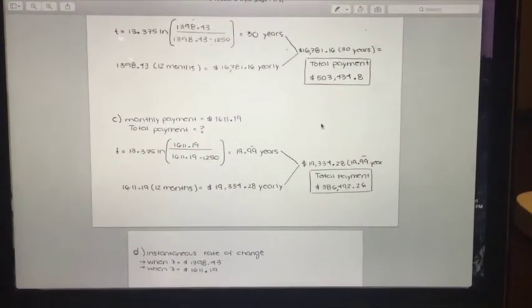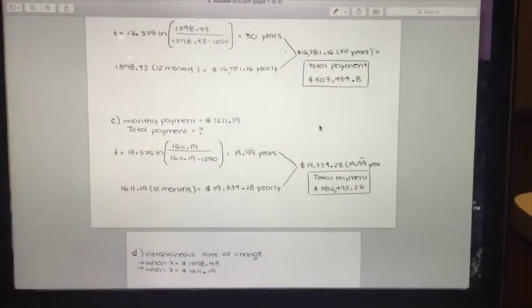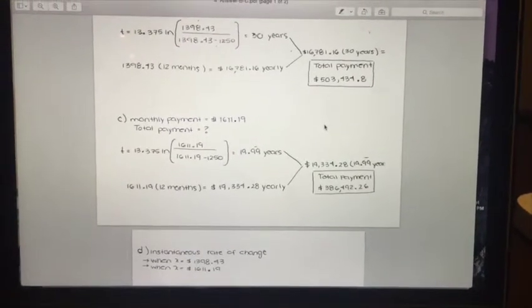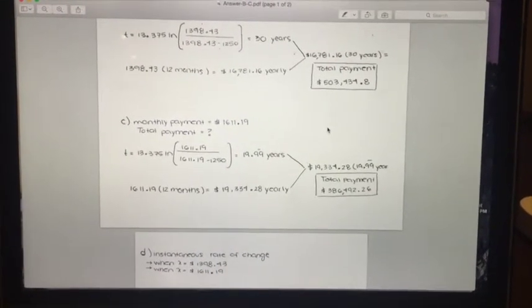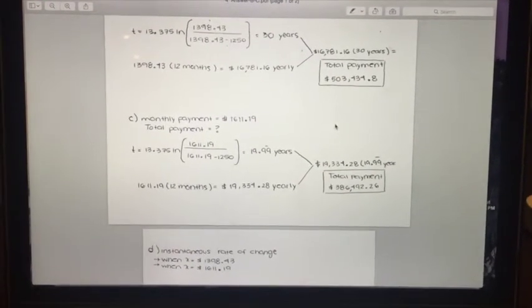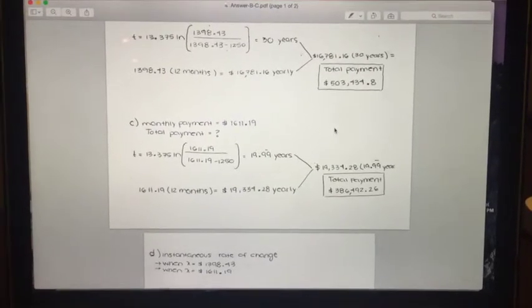In problem C, they also gave us an amount. This amount was plugged into our equation, and it gave us the amount of years it would take to pay it. This same amount was multiplied times 12, and it gave us the amount yearly of this payment. We multiply both answers, and it will give us the total payment, which is 386,492.26.